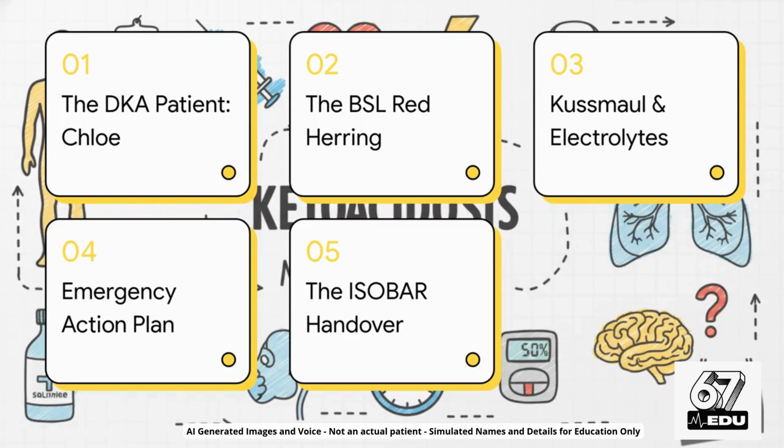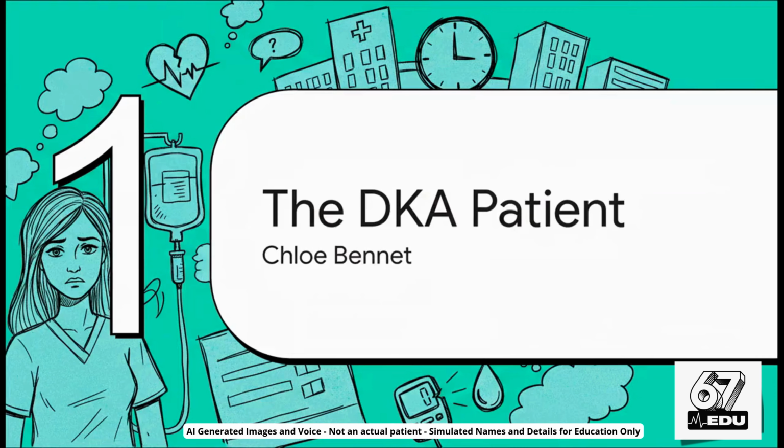Here's our quick roadmap for today. We'll start by meeting our DKA patient, Chloe. Then we'll look at the BSL red herring, examine her Kussmaul breathing and electrolytes, lay out a rock-solid emergency action plan, and wrap it all up with an ISO bar handover. All right, Section 1, the DKA patient.